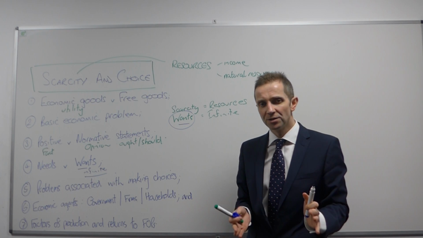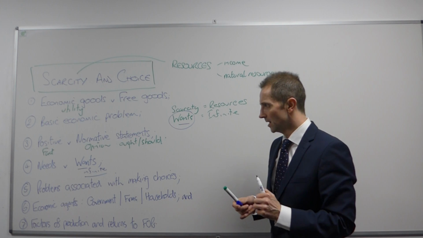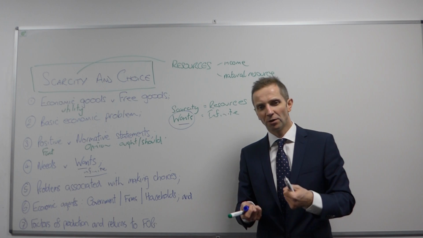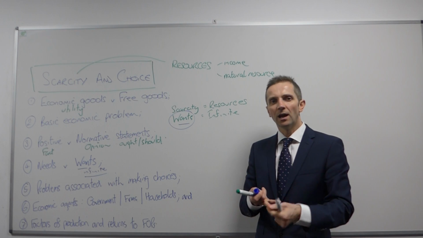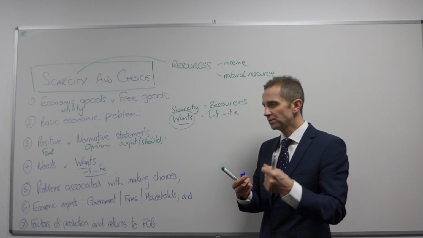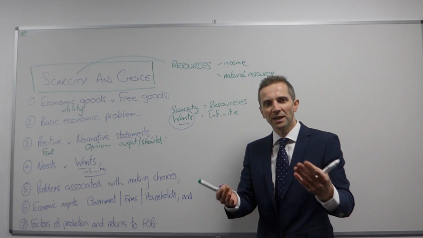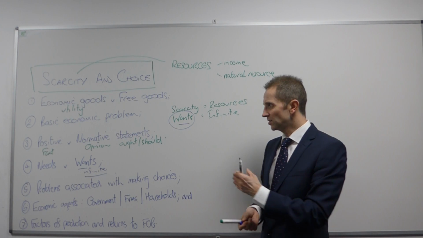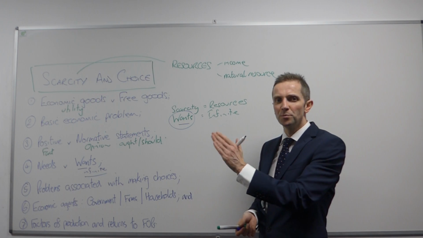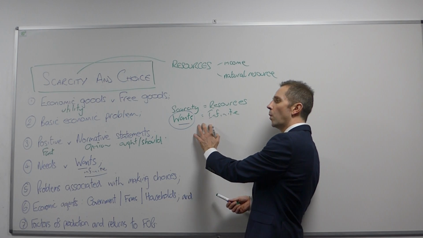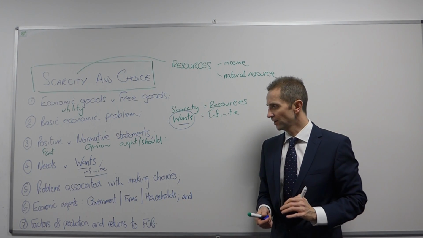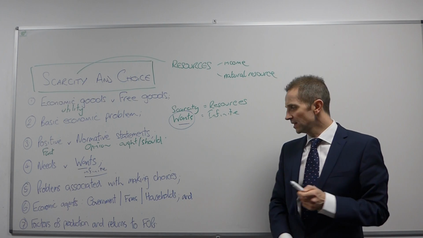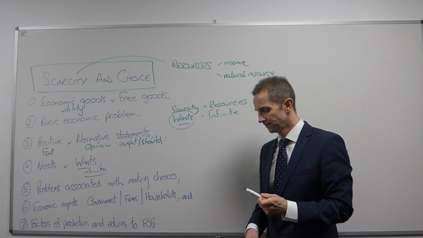Needs, on the other hand, are relatively limited. And when we're talking about needs, we're really talking about the bare essentials of life. We're talking about heat, light, clothing, shelter, food. Those are the basic needs that we're talking about. So whenever you're discussing the basic economic problem, do be careful to talk about wants rather than needs. Very important.